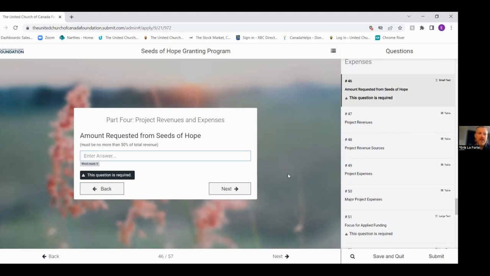So this question is, how much are you requesting from Seeds of Hope? How much money are you looking for? Please note that the Seeds of Hope granting program can grant only upwards of 50% of a project's overall cost. So if you say our project is going to cost $20,000, you can only request up to $10,000 from Seeds of Hope.